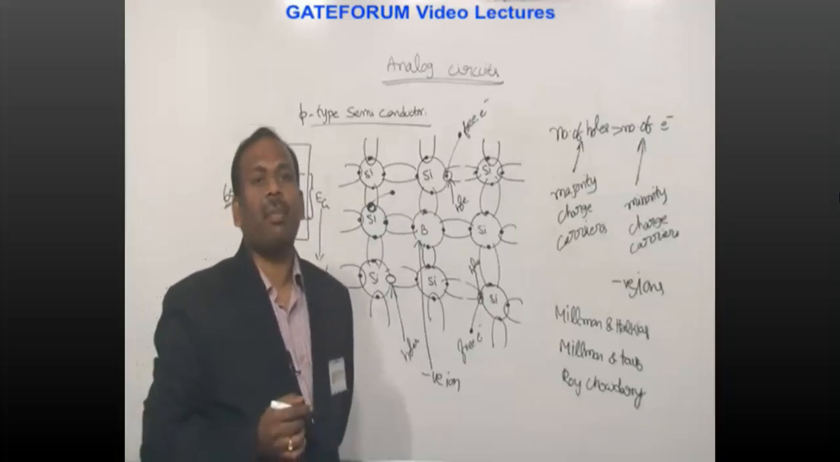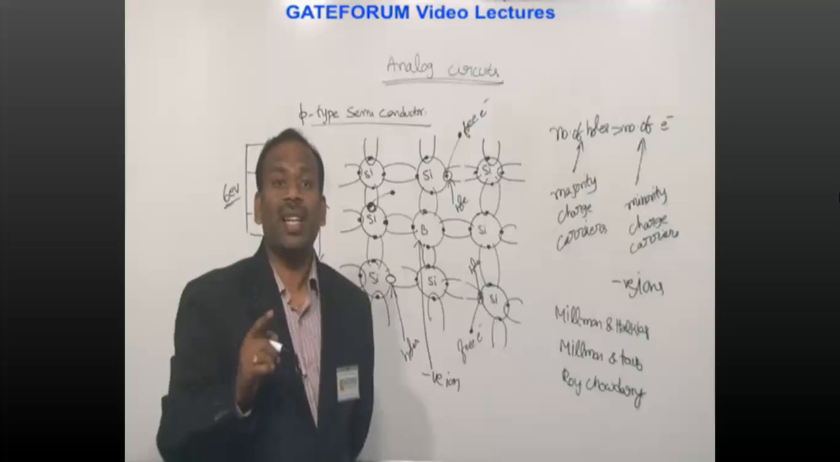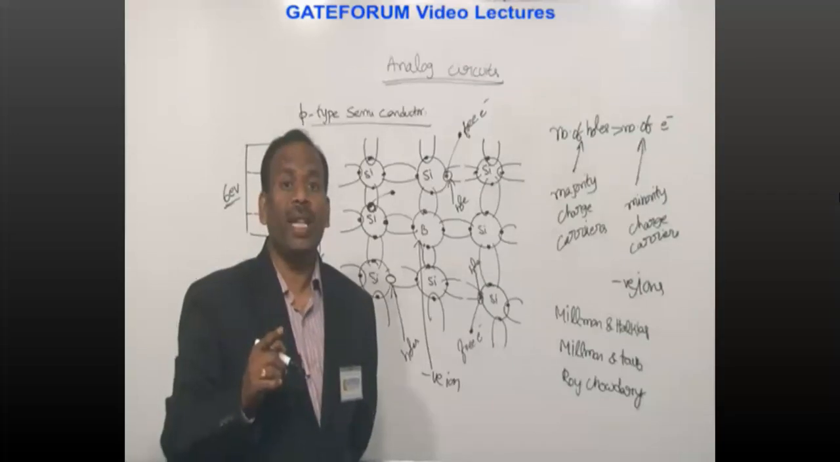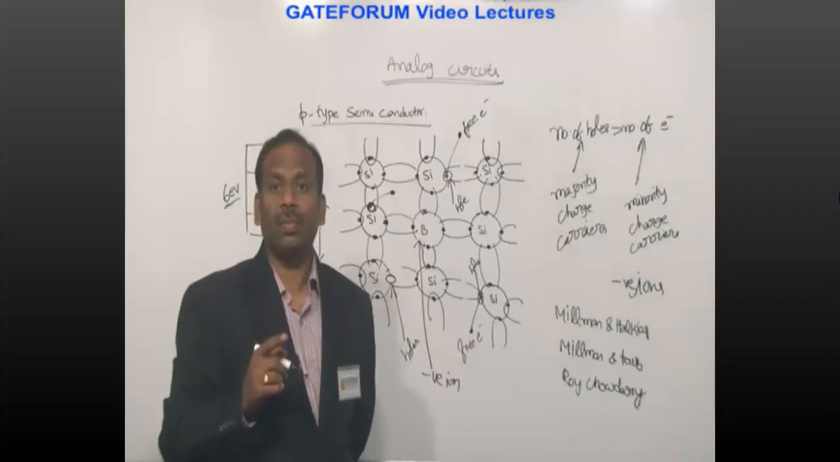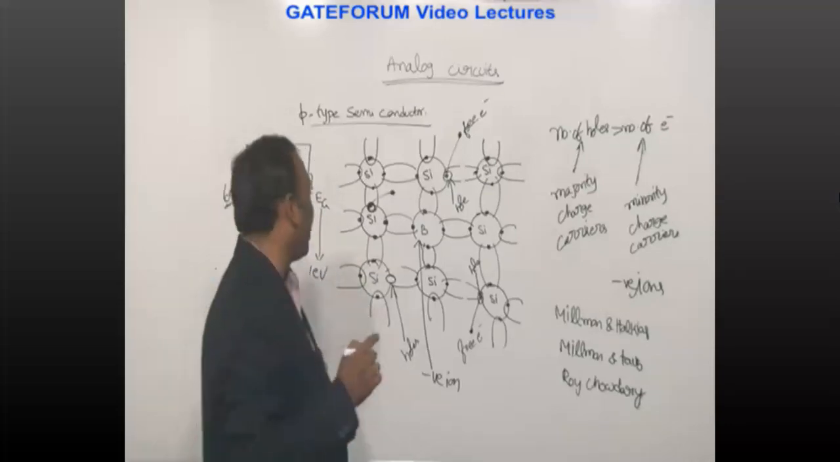Next question is from Sailabala Soren. How does phosphorus not create a hole even though it provides one electron? That's okay. Can you please repeat once more? Okay, it's repeating.